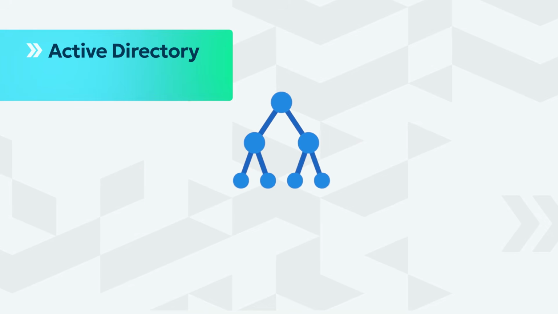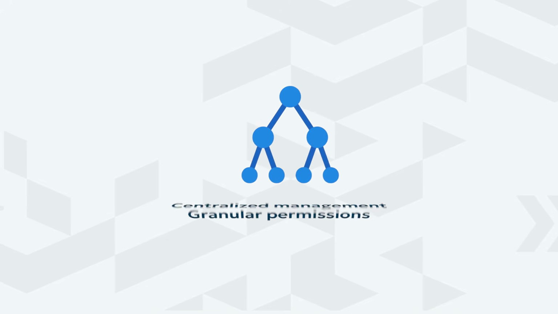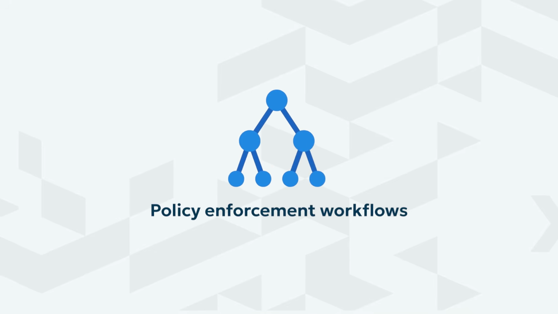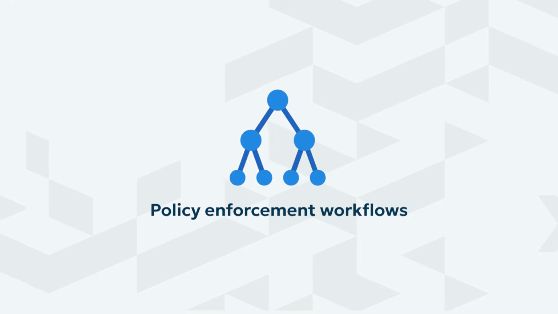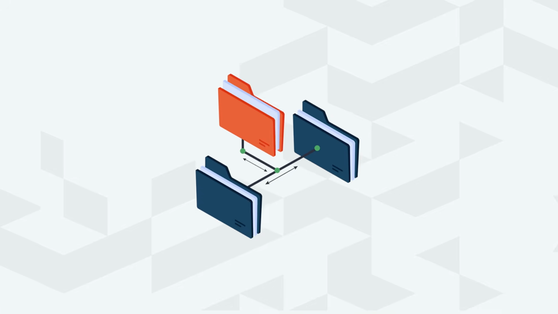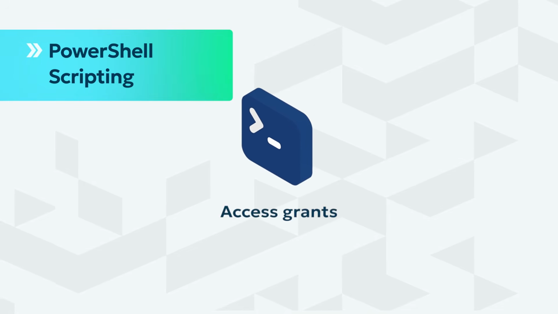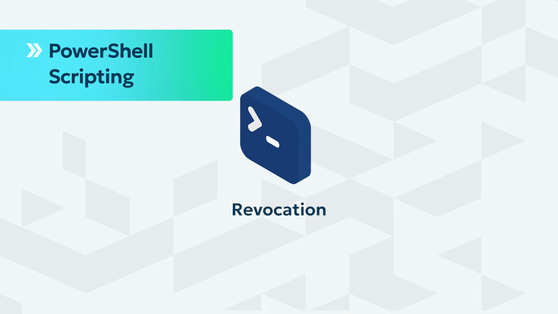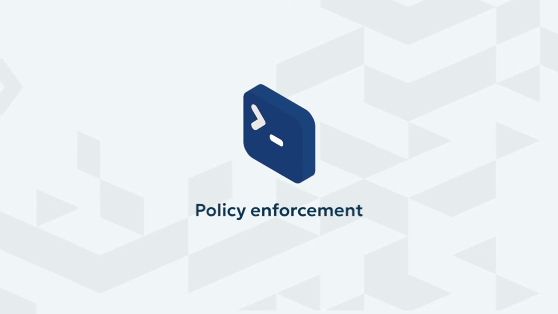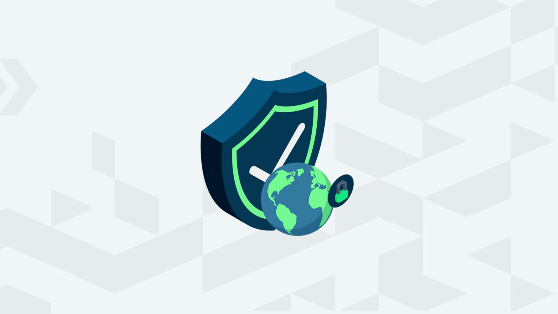Active Directory acts as the access control plane. When governed properly, it enables granular permissions, centralized management, PowerShell-driven automation, and policy enforcement workflows. When managed poorly, it becomes a source of orphaned access, so discipline is critical. PowerShell connects everything. It enables automation around access grants, revocation, auditing, and policy enforcement. Used carefully, it provides flexibility without unnecessarily expanding the security stack.